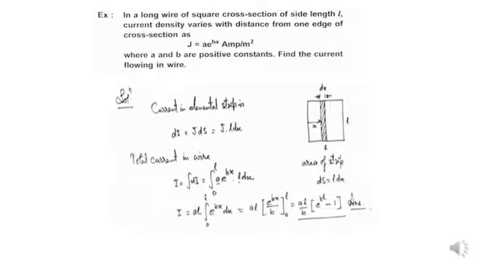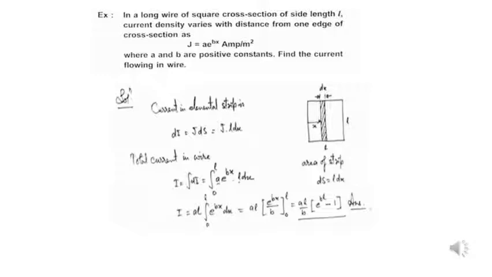Long square cross section of side length L. Current density varies as J is equal to A e to the power bx ampere per meter square. Current density is equal to di by ds. We have to consider a small strip. Let the strip be of thickness dx, and the one side length is L. So the small area ds will be L dot dx, and we have to integrate di to get the total current.